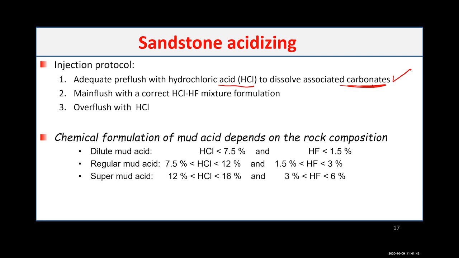Then we go with the main acid, which is the HCl-HF treatment. And the acid will work toward the silica and dissolve the silica. Behind it, at the later stage, we'll do an overflush with HCl. And the idea here is to keep the pH as low as possible, so you cannot reach a pH of 4 to 5, and you don't have any precipitate.